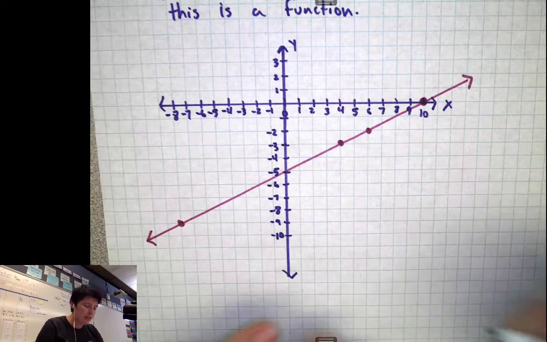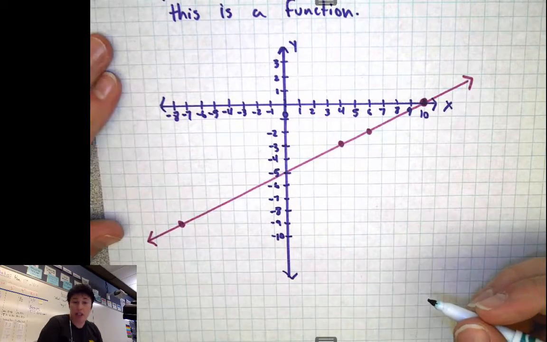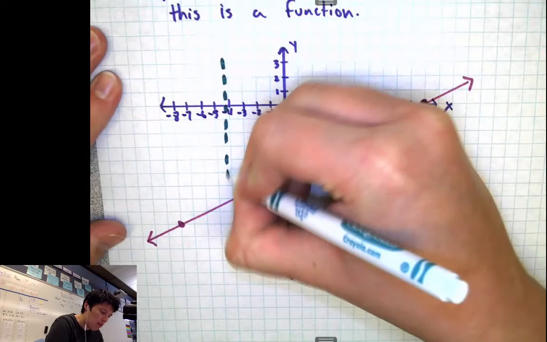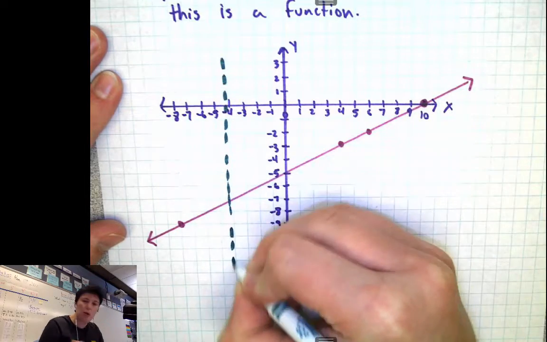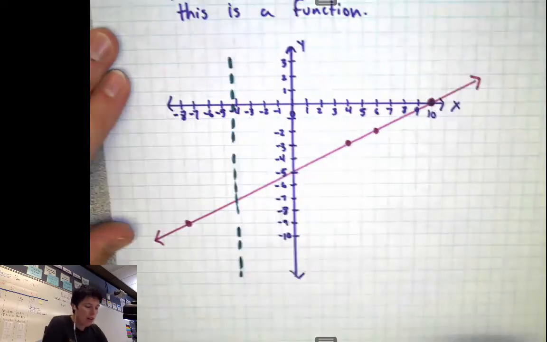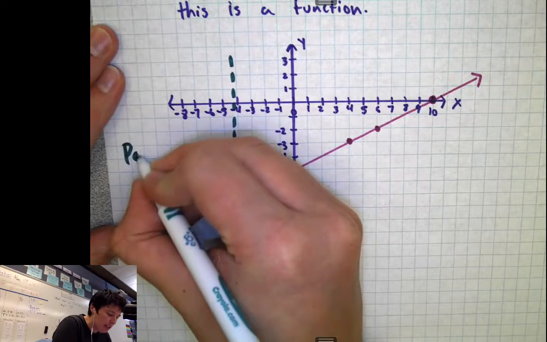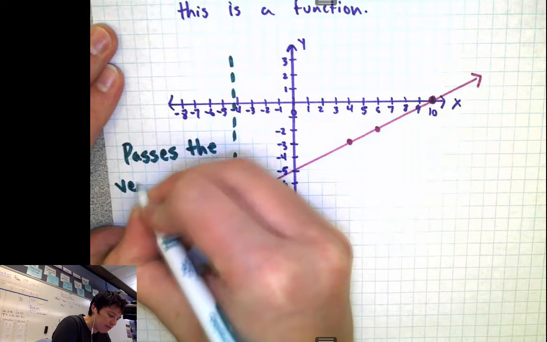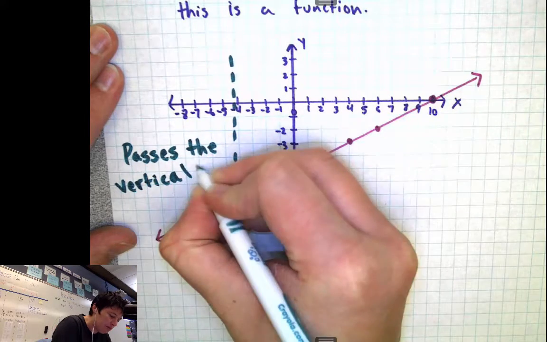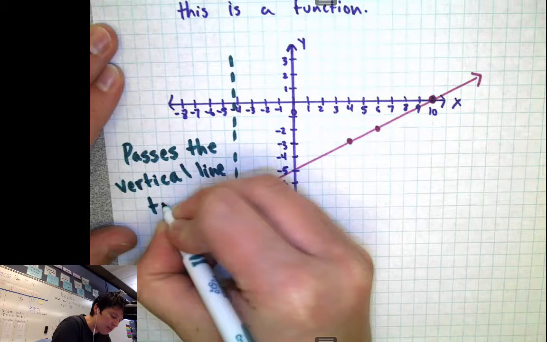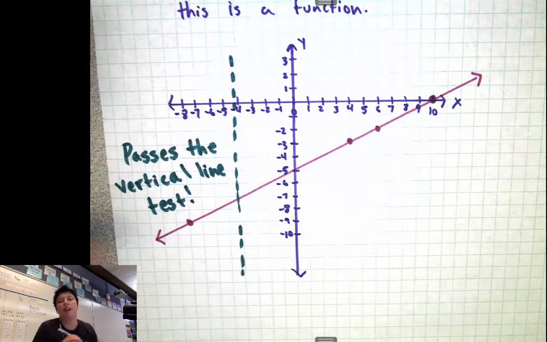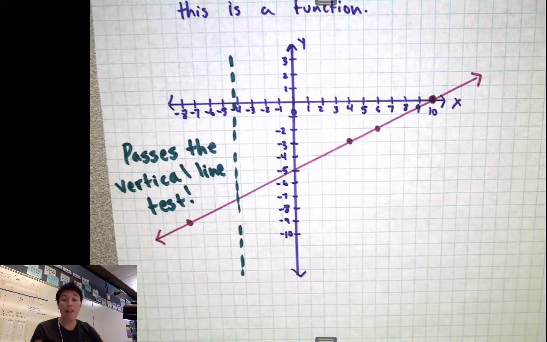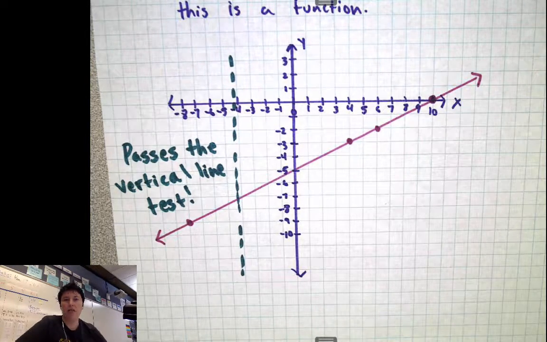So this one definitely looks like a function. It looks like a line, in fact. If I drew a vertical line, it only will hit the graph one time at one location. So this one passes the vertical line test. And what that tells me is it double verifies, yeah, this is a function. Like if it can pass the vertical line test and every input has one output, we're kind of double proving it.